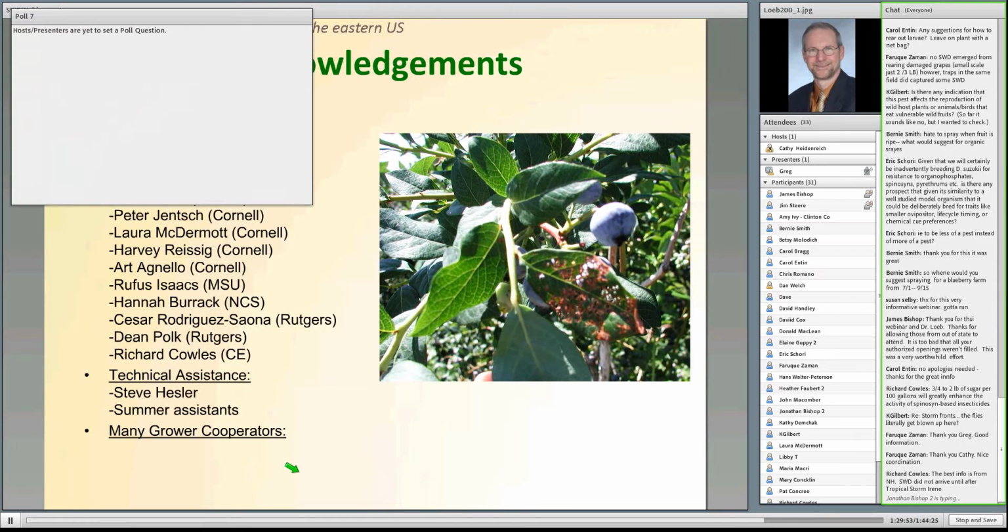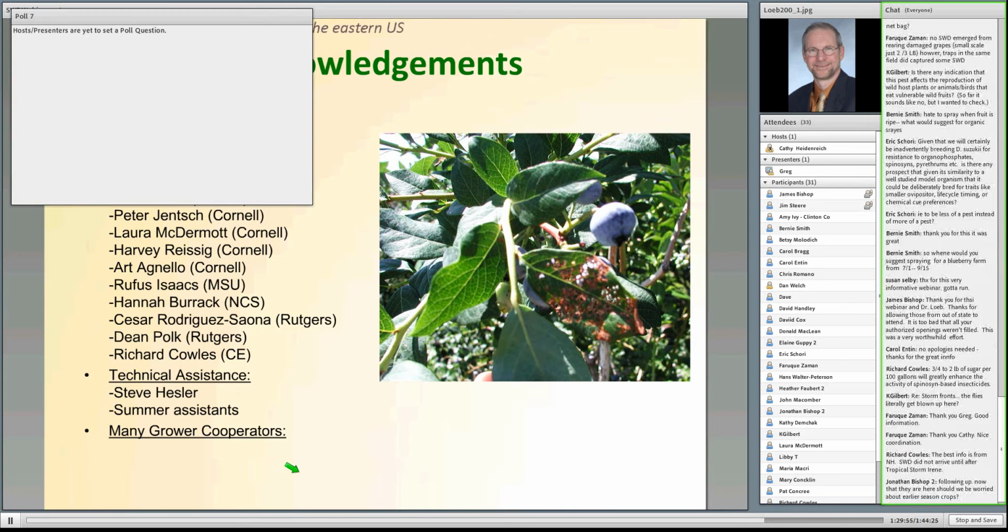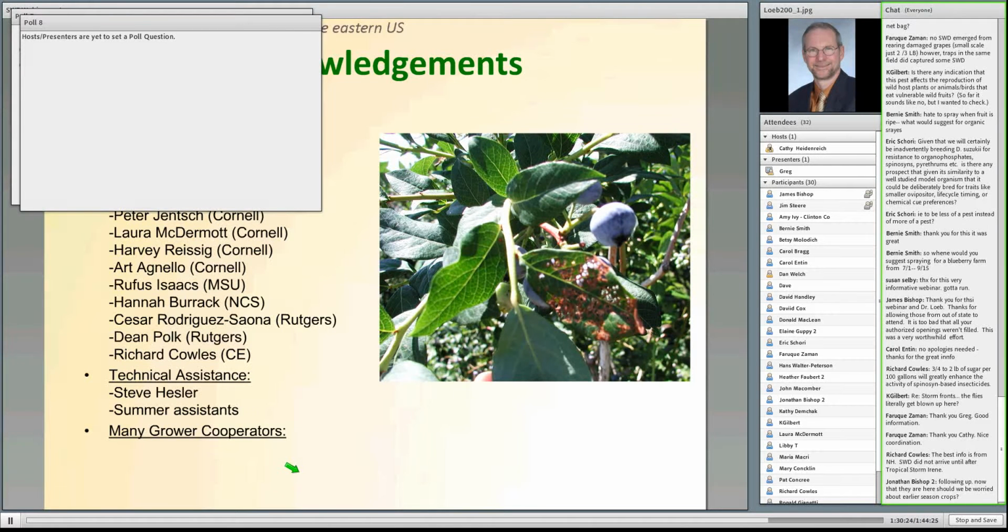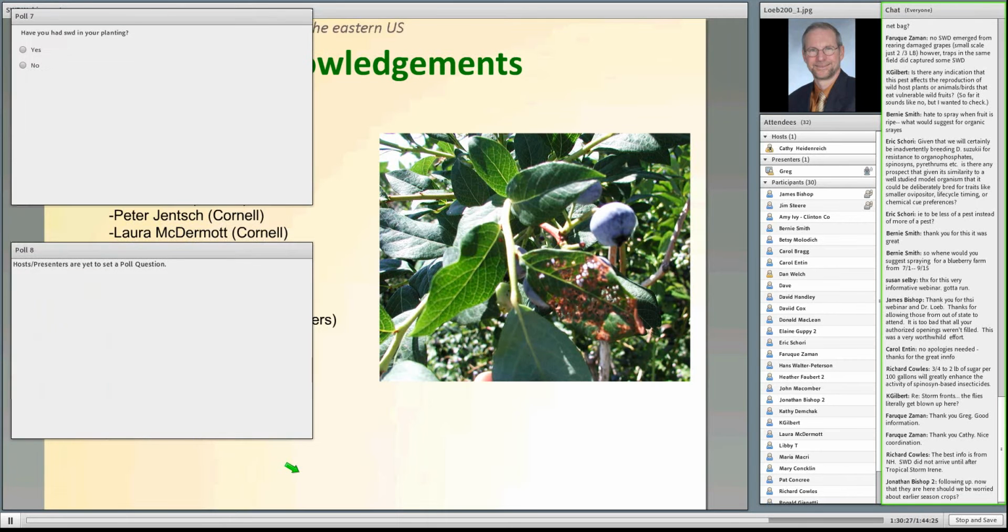Okay. Any suggestions for how to rear out larvae? Leave on plant with a net bag? No. There is a protocol that we've been using for rearing out, and Alphus rufus in Michigan State and Hannah, where we collect, let's say 100 grams, maybe not even that much, of ripe or overripe fruit from a couple places, let's say 5 plants, and we're using one of those deli cups. On the bottom, we're going to put a small piece of sponge, and then a wire mesh over the top of it, and putting the fruit on top of the wire mesh.